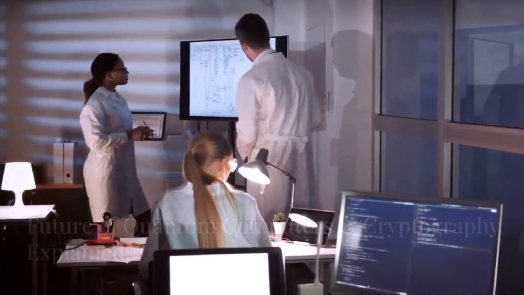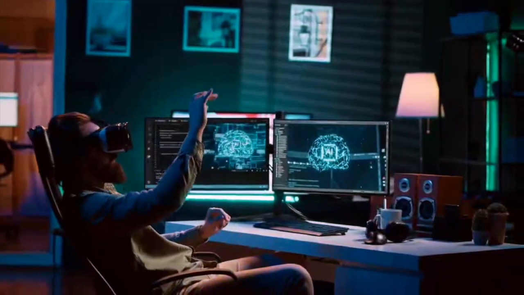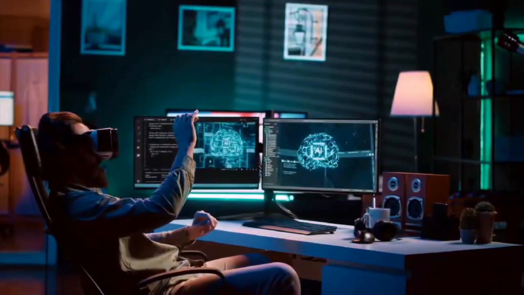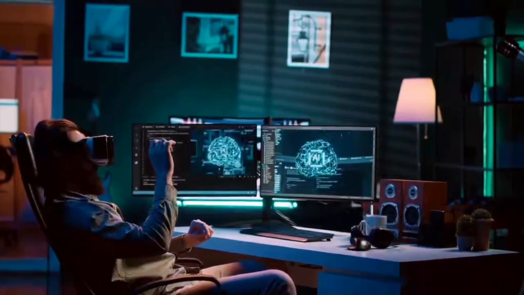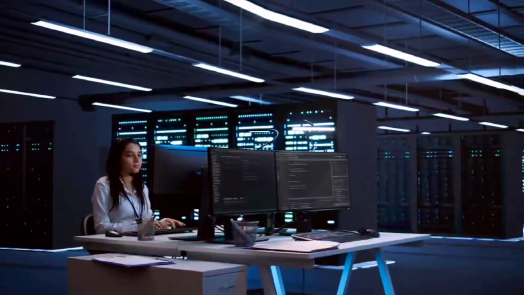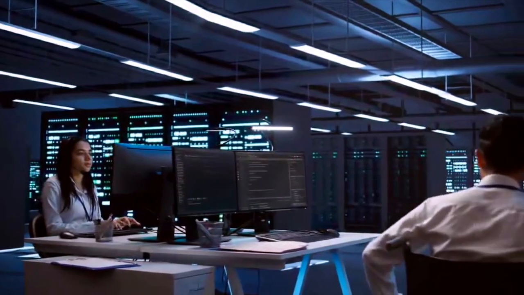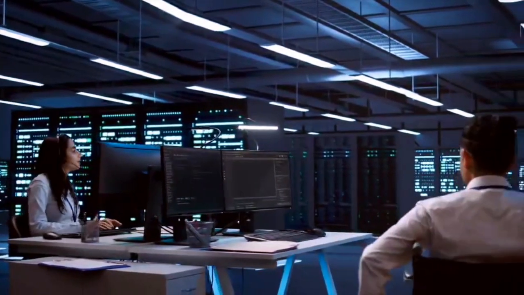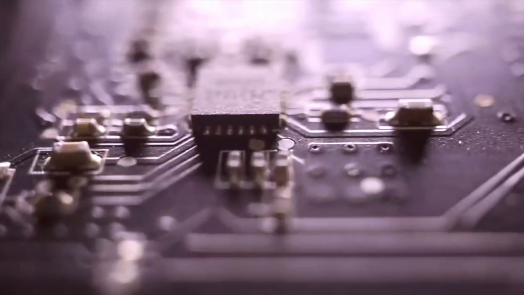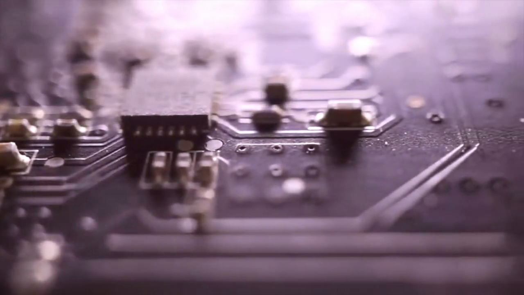Hey there, tech enthusiasts. Today I want to dive deep into a topic that's been buzzing around the tech world: quantum computers and quantum cryptography. These aren't just sci-fi concepts anymore, they're right on the horizon, ready to revolutionize everything from data security to computational power. First, let's break down what a quantum computer actually is.